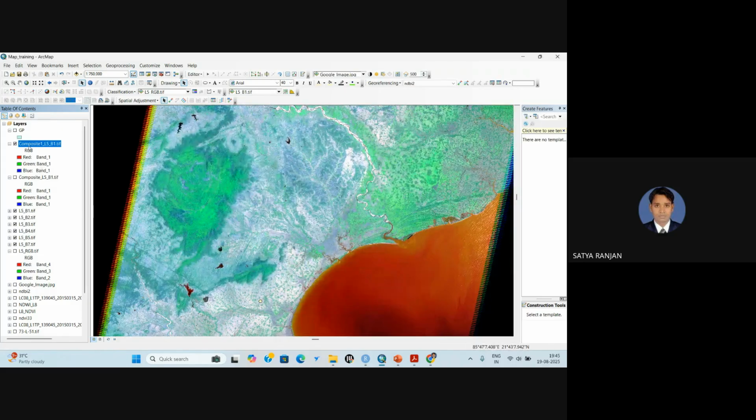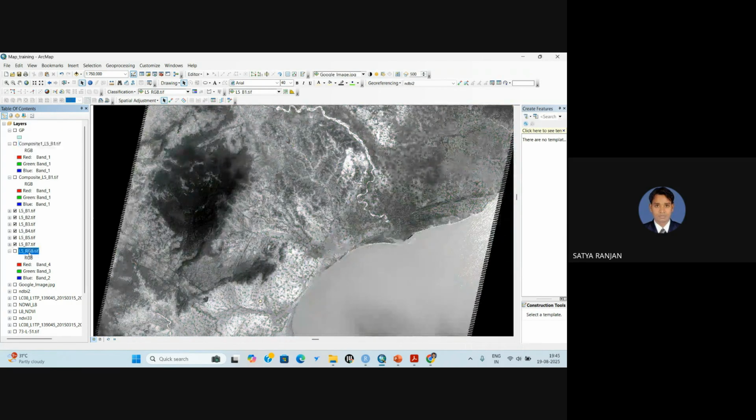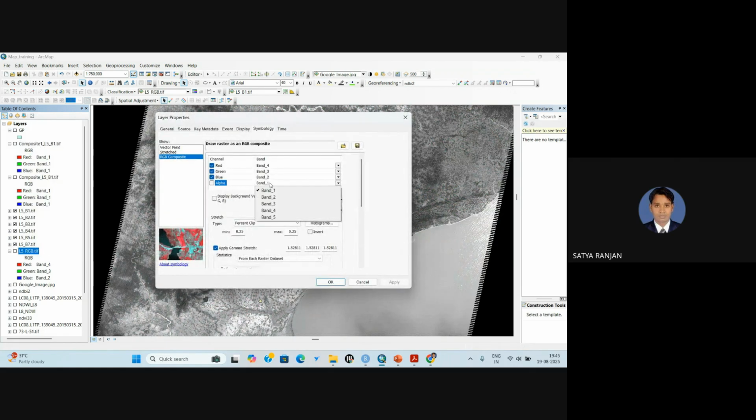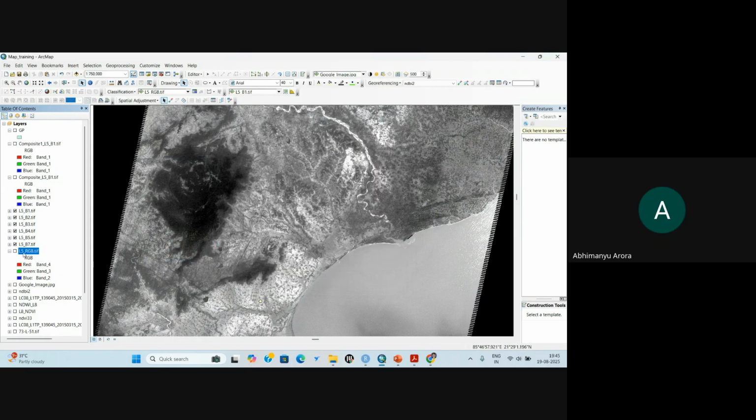So this is created. This is band five, four, three, two, one. This is blue, in which layer, sir? This is in the composite layer. In the composite layer you change the symbology.